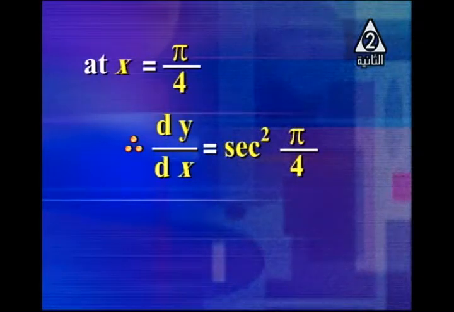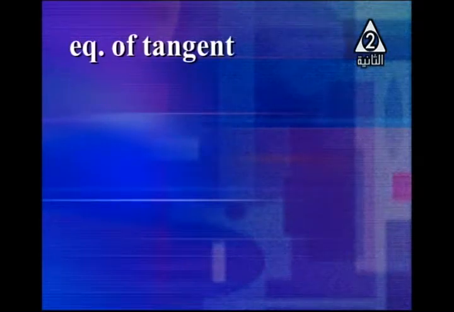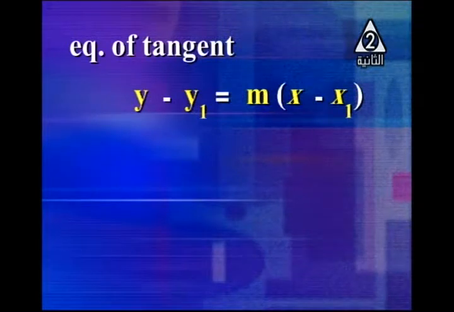This is the slope, dy over dx, using pi over 4. Sec is the inverse of cosine. Cosine is root 2 over 2, but sec squared is 2. The answer: m, the slope of the straight line, is 2. Using the equation of the tangent, y minus y1 equals m multiply x minus x1, substitute m and x1, y1.